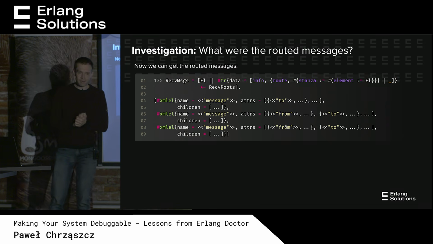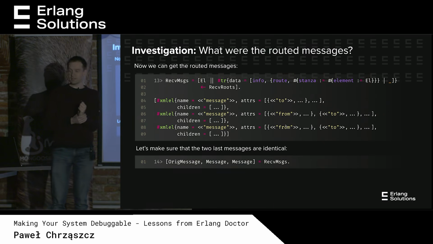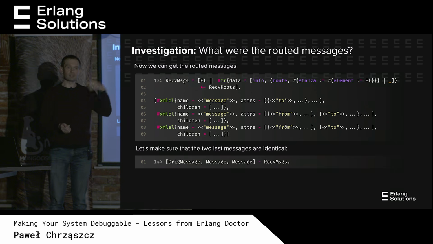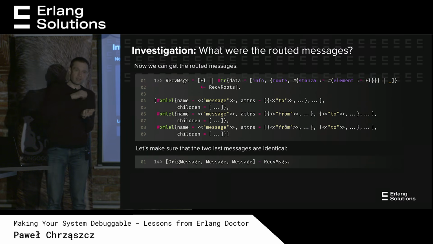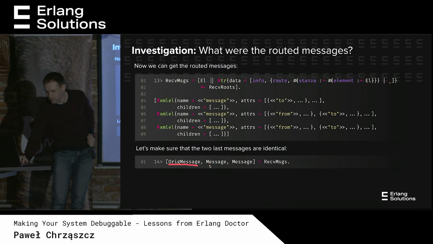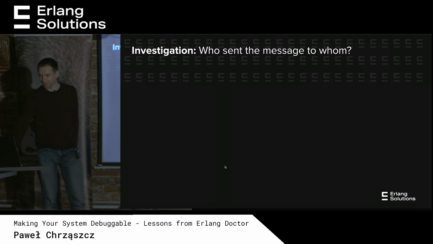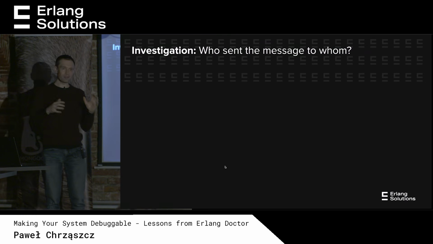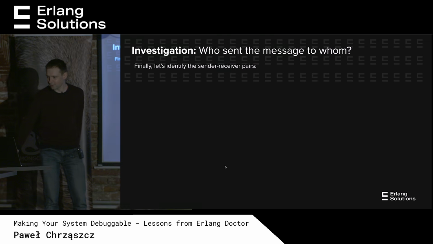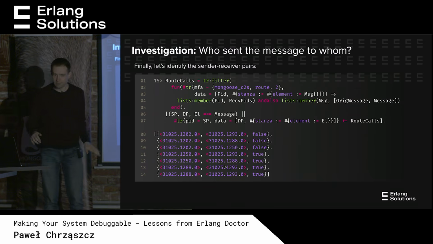They are a bit different. That's because the first process got the message from the original sender, and the other 2 processes got them rerouted. And when you reroute a message, you add the from attribute. So actually we have the original message and the same message, but with 1 attribute difference. And finally, after this step, we can reconstruct the order of events, and we can see who sent the message to whom. So I identify the sender-receiver pairs. This is the last step.